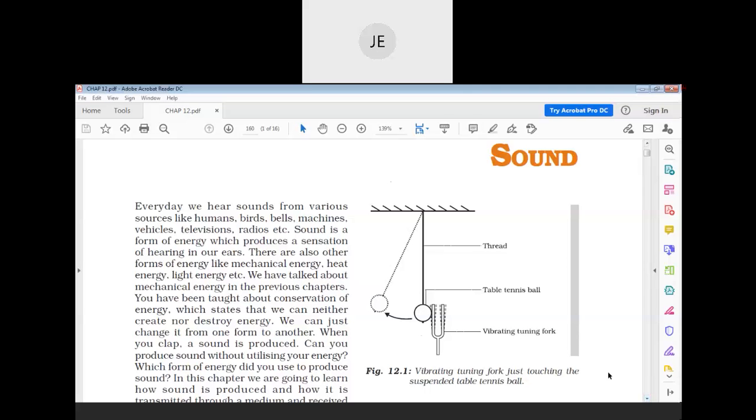Every day we hear sounds from various sources like humans, birds, bells, machines, vehicles, televisions, radios, etc. Sound is a form of energy which produces a sensation of hearing in our ears. There are also other forms of energy like mechanical energy, heat energy, light energy, solar energy, and wind energy.